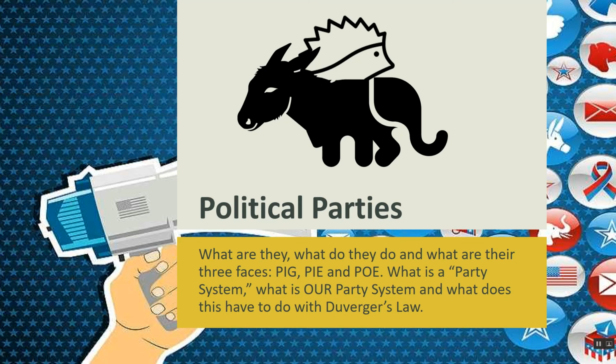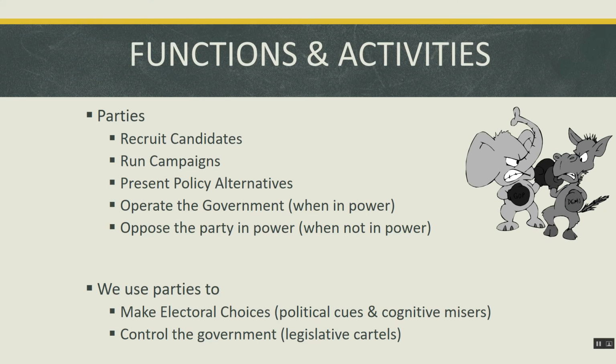All right, so now we've talked about interest groups, and we can move on to the next segment of lecture where we begin to talk about political parties. We're going to talk about what political parties are, what they do, and what their three components or faces happen to be. That's PIG, party in government; PI, party in the electorate; and PO, or party organization. We're going to talk about what party systems are. We'll talk about what party system is currently present in the United States and why, discussing ultimately a concept called Duverger's law.